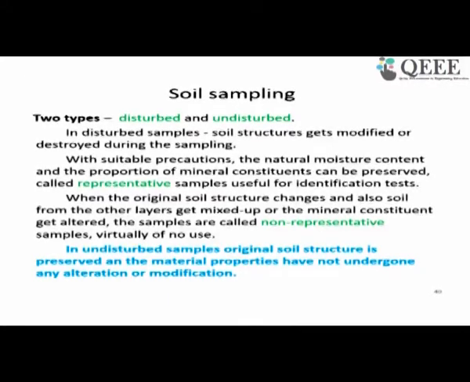The undisturbed sample, which is mostly used for laboratory tests, is a sample where the original soil structure is preserved and the material properties have not undergone any kind of alteration or modification, or only to a minor extent. Minor modification or disturbance is possible within some limit; we can still call that an undisturbed sample. As you can guess, an undisturbed sample is possible only in the case of more cohesive soils rather than non-cohesive soil, where it is difficult to get an undisturbed sample.